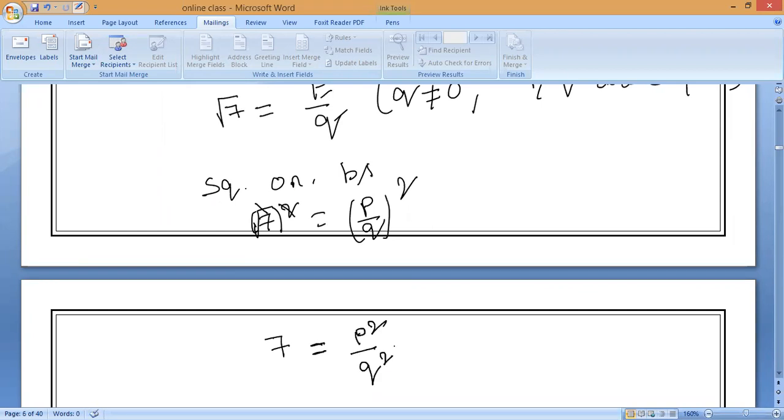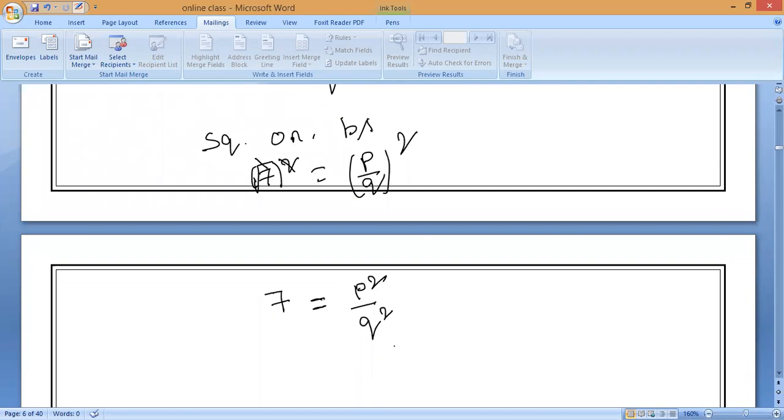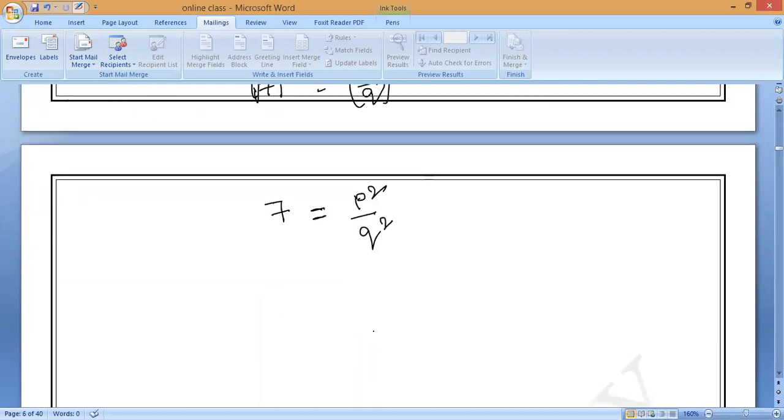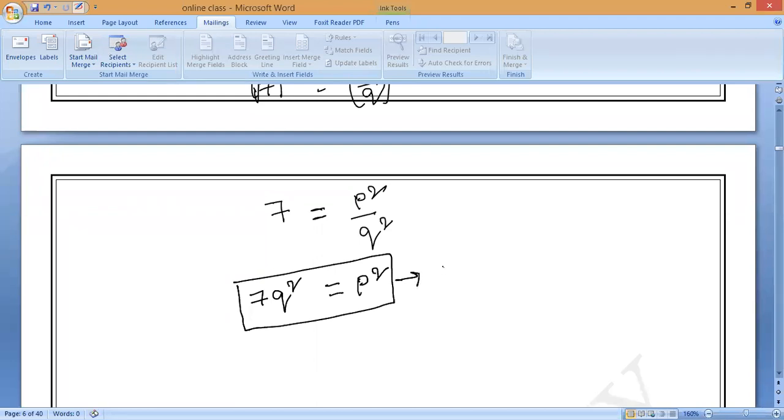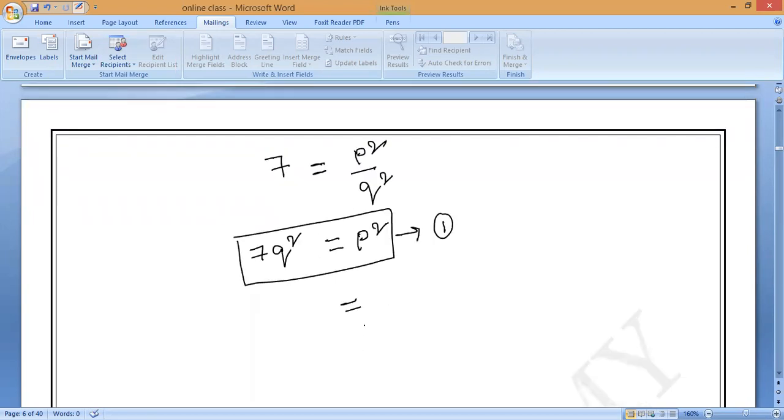Write equations for P square and Q square individually. First, P square is equal to 7 Q square. Let this be equation 1. Next, write the equation for Q square: Q square is equal to P square divided by 7.